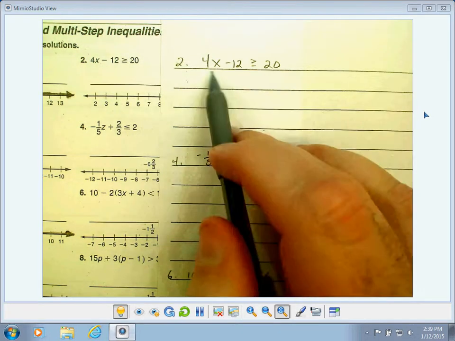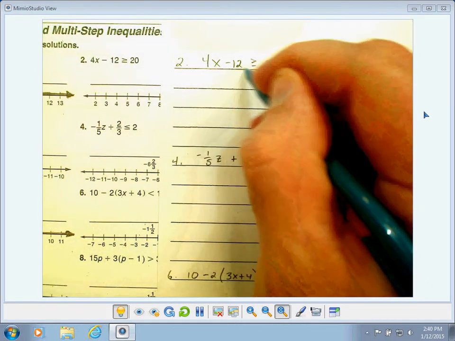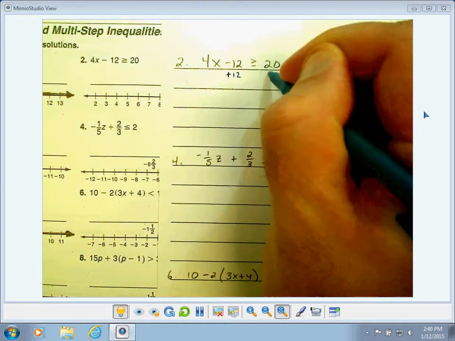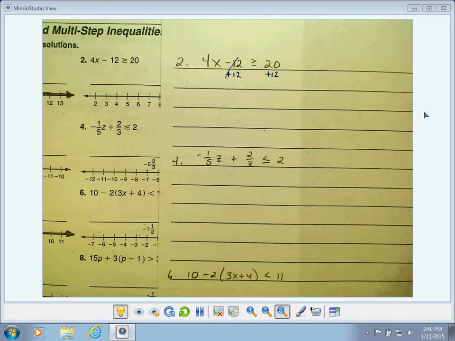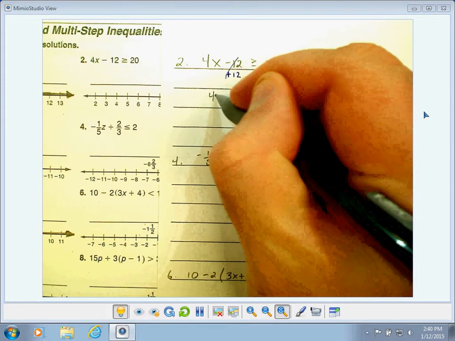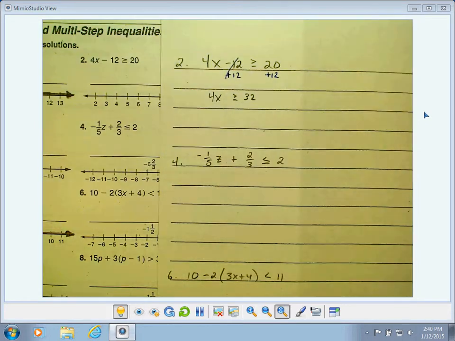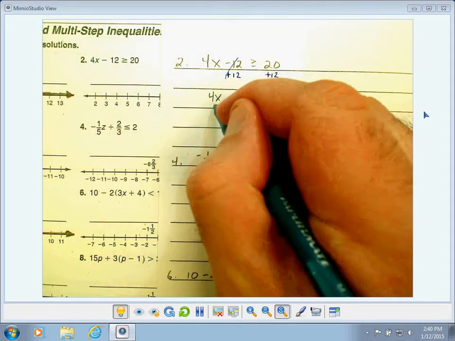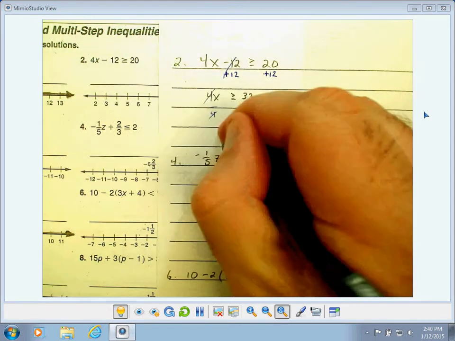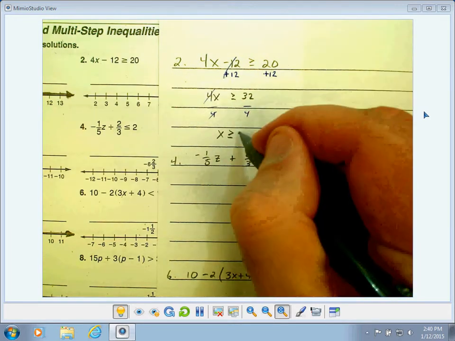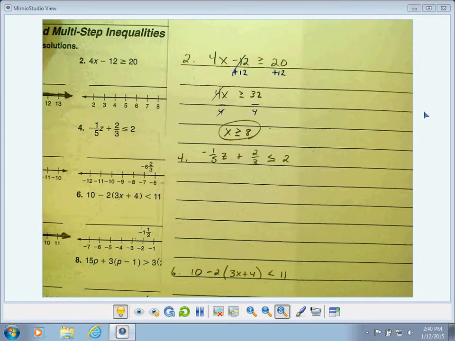There is no simplifying involved here, so all we really need to do is start moving some stuff away from the x. So this minus 12 should go first, so we should add 12 to both sides. Adding 12 will cancel the minus 12. And we have 4x greater than or equal to 20 plus 12, which is positive 32. And then all I need to do is divide away that 4. It will cancel. X is greater than or equal to 32 divided by 4, which is positive 8. That's a pretty straightforward solution, maybe the easiest one on this whole page.